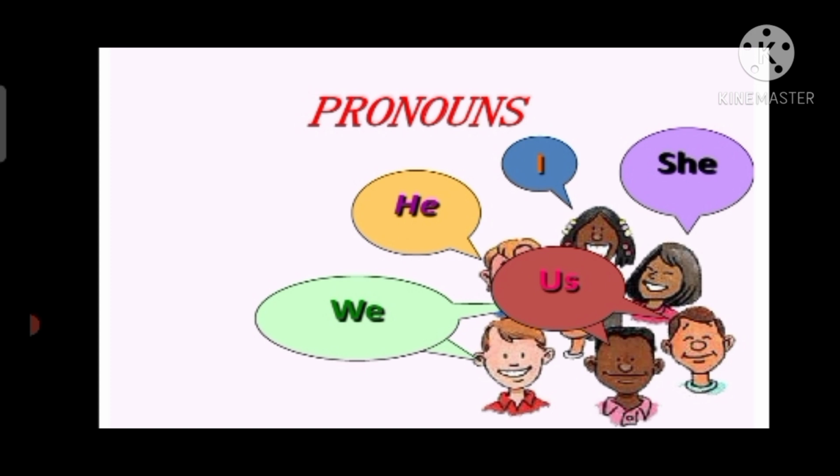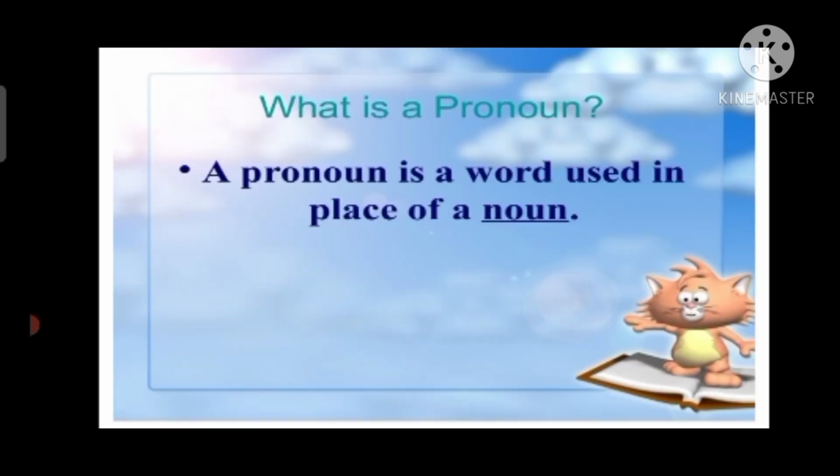So where we will use this? A pronoun is a word used in the place of a noun. So, we are using he, she, it, I, we, they in the place of a noun.